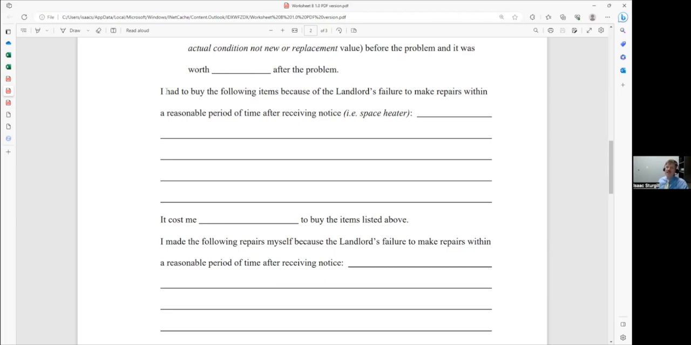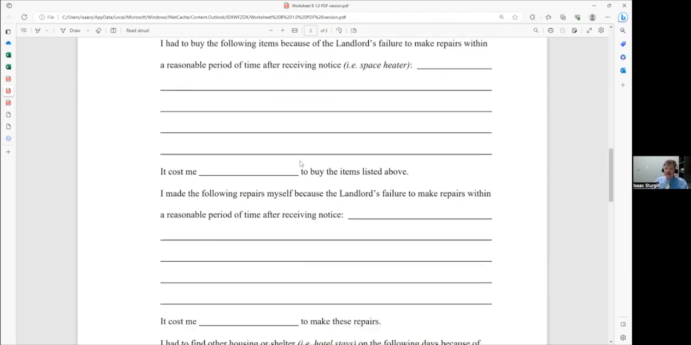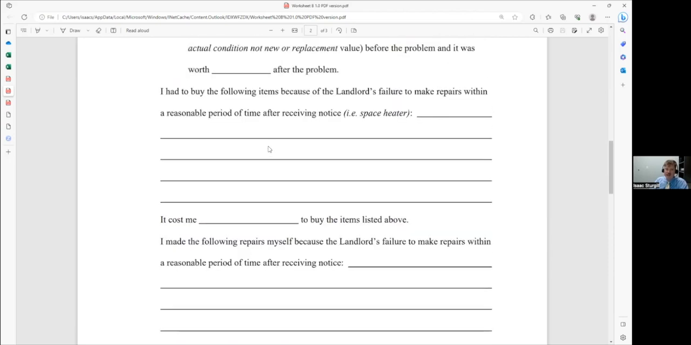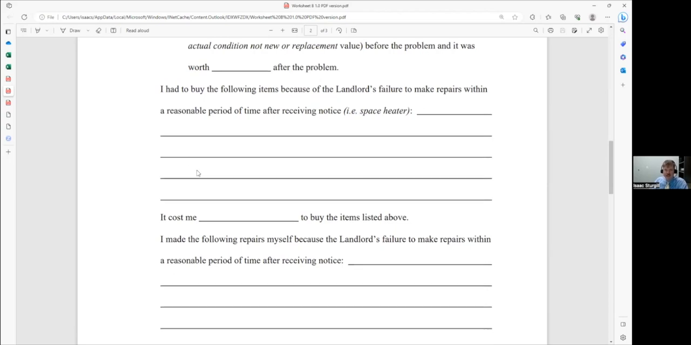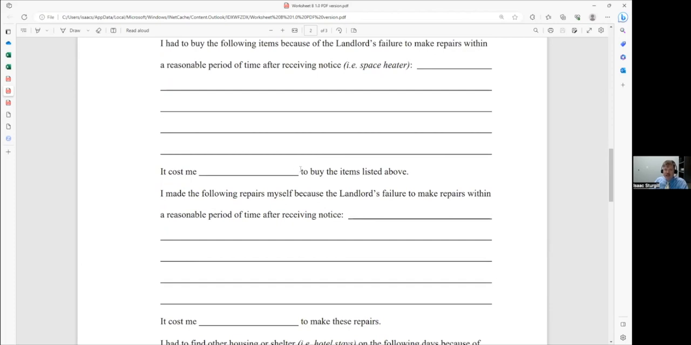Another example could be, let's say there's a really bad infestation of mice, right? There's mice in the house. The landlord refuses to have an exterminator come out or to fix the problem. So maybe the tenant has to buy some pest control items, like some mouse traps or things of that sort. So any kind of out-of-pocket expenses that are caused by the landlord not making repairs, this is the place where the tenant can list that. So you can list all the items that had to be bought here. You list how much it costs to buy those items.